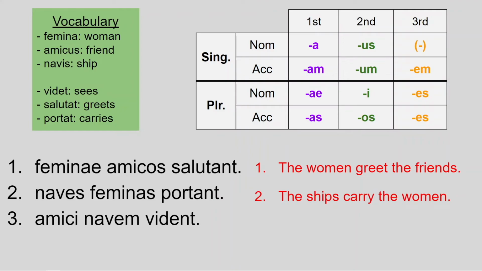Finally, for number 3, amici is second declension nominative plural. Remember, it's amicus in the singular, so I know that it's in the second declension column. And navem is accusative singular. Did you spot that? It's a singular noun. I've put it in there to trick you. So this one means the friends see the ship.